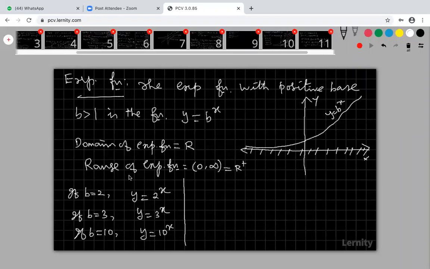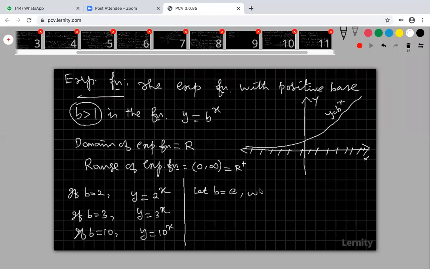Okay, so why are you taking only 2, 3, 10, integers only, sir? Can't we take 1.5, 2.5, 3.5? Look at that, my b is a positive real number greater than 1, any real number. You can take 1.1, you can take 1.5, not an integer, you can take any value. Suppose I am going to take b equal to e, an irrational number.